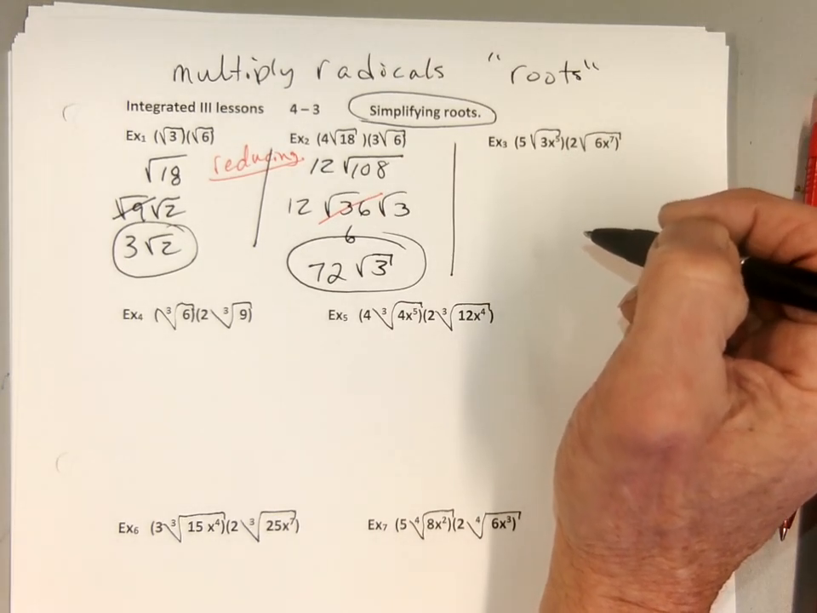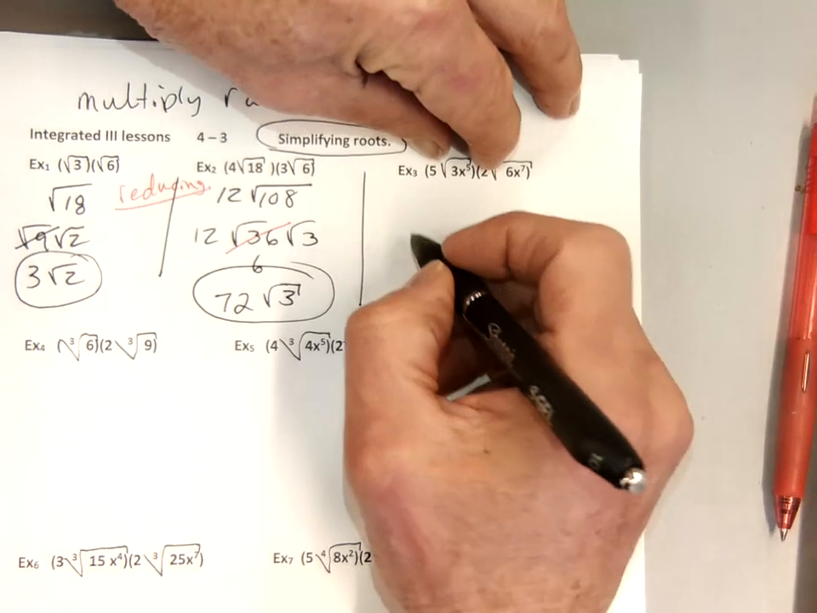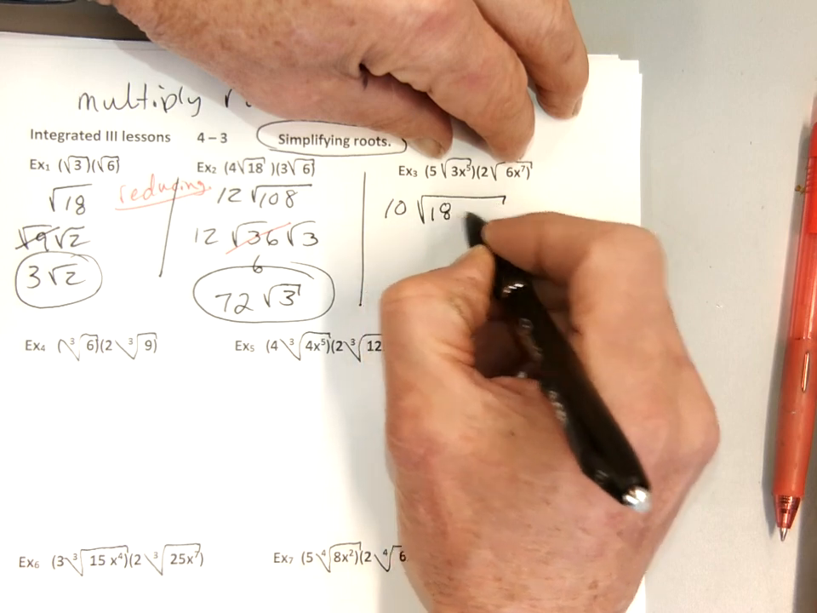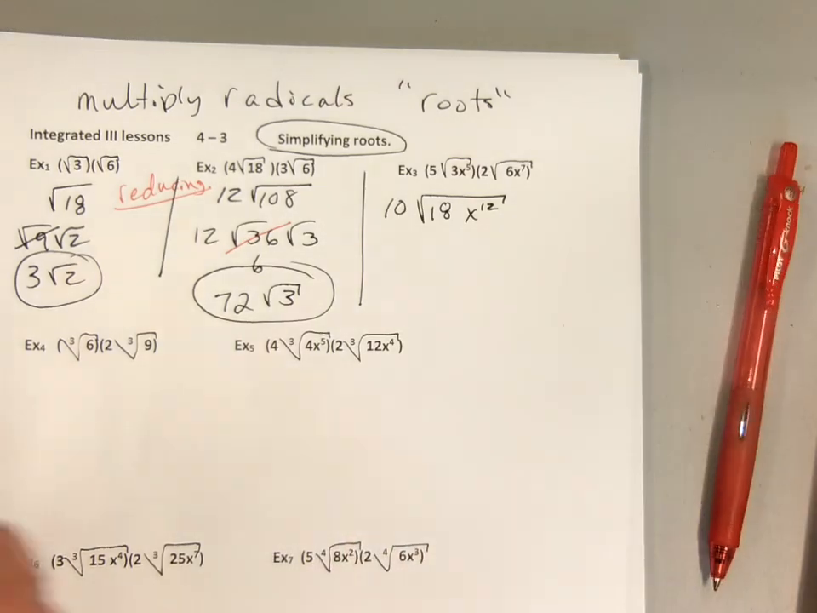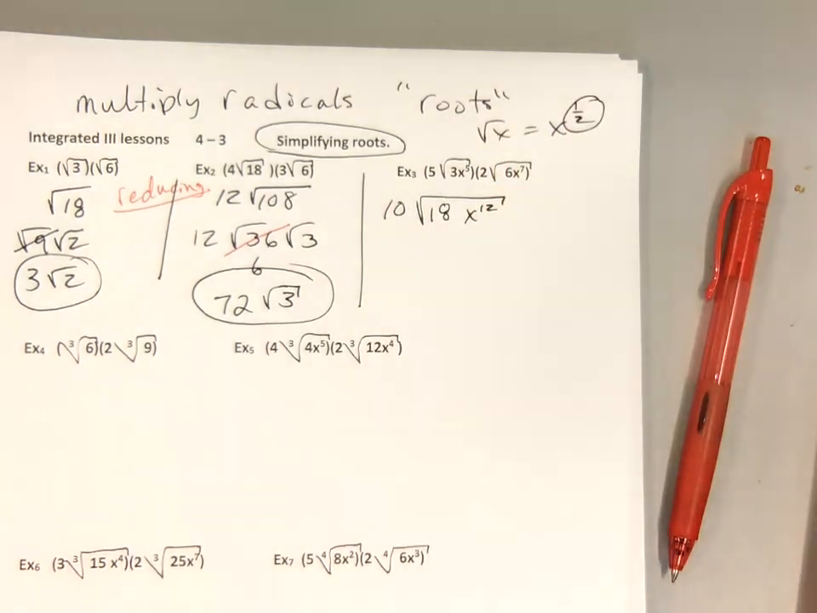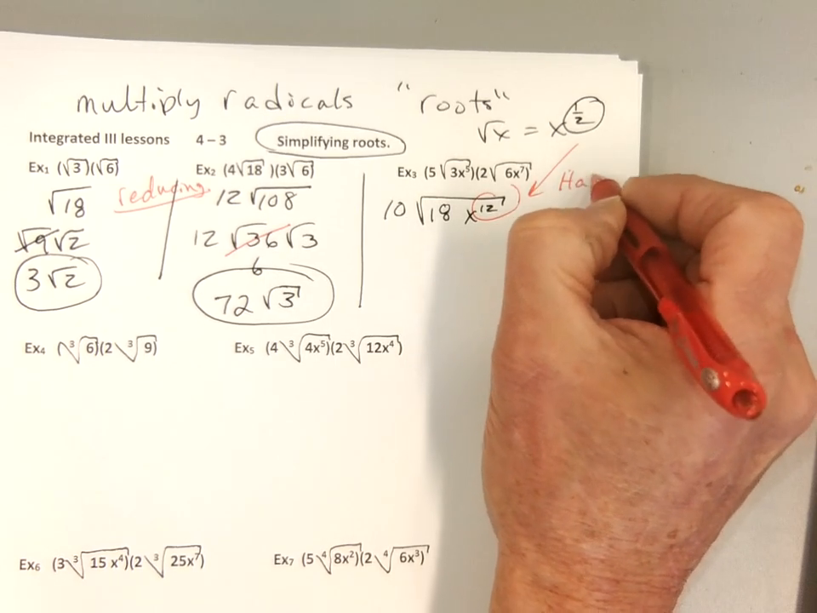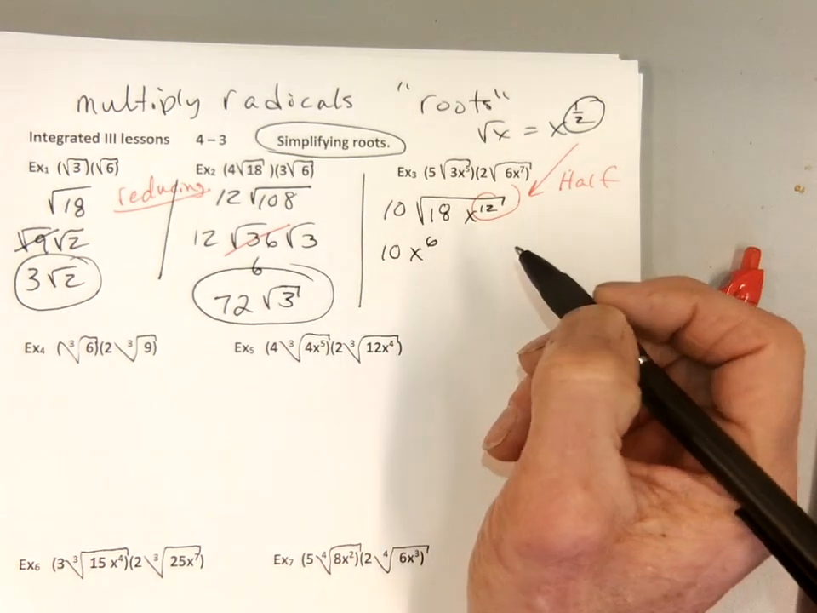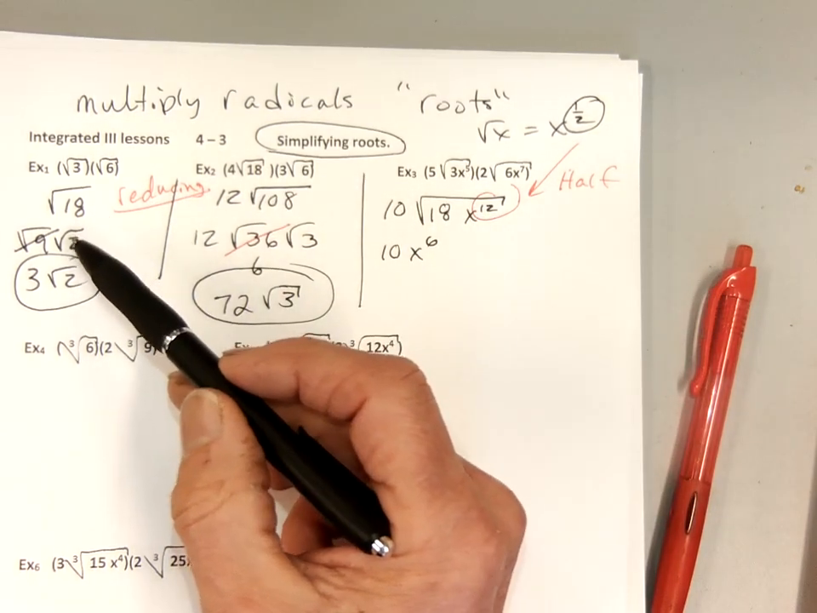Okay? Example 3. Multiply whole numbers, 10. Now we're going to have to multiply what's inside the root. I got an 18, 3 times 6, x to the 12th. Now the square root is like a 1/2 power. So we're going to take half of our exponents. So I'm going to have a 10, and an x to the 6th. Took half my exponents. And then I still need to break up the 18, which I did over on the first example. So doing the 18 is not too bad.